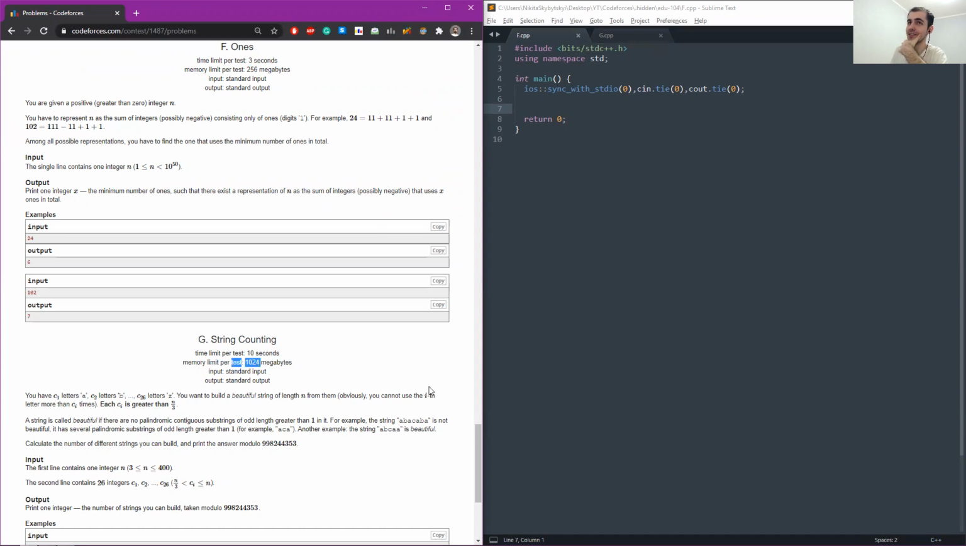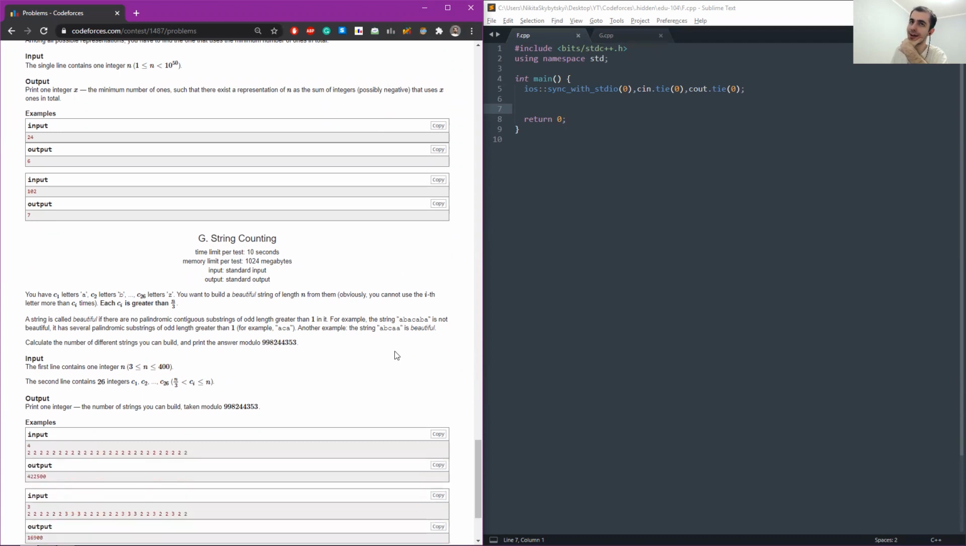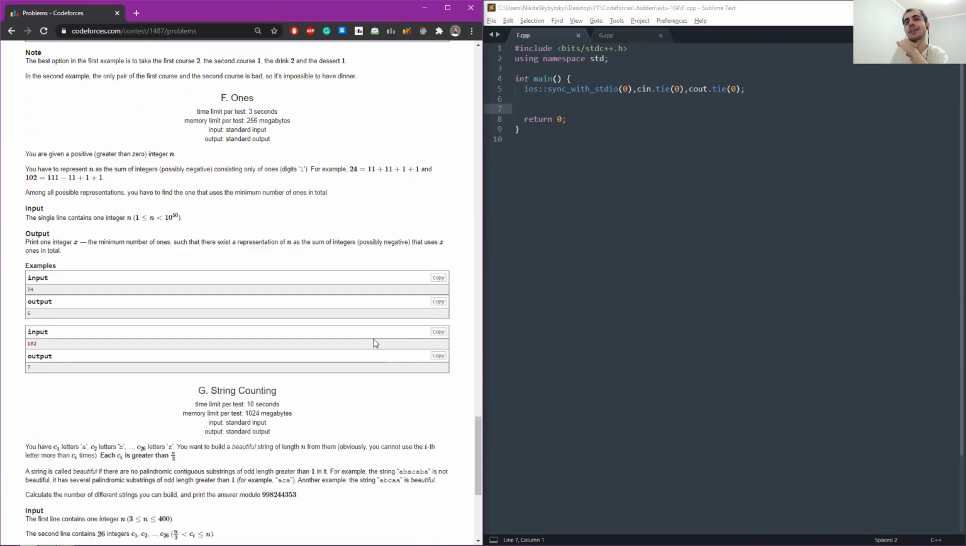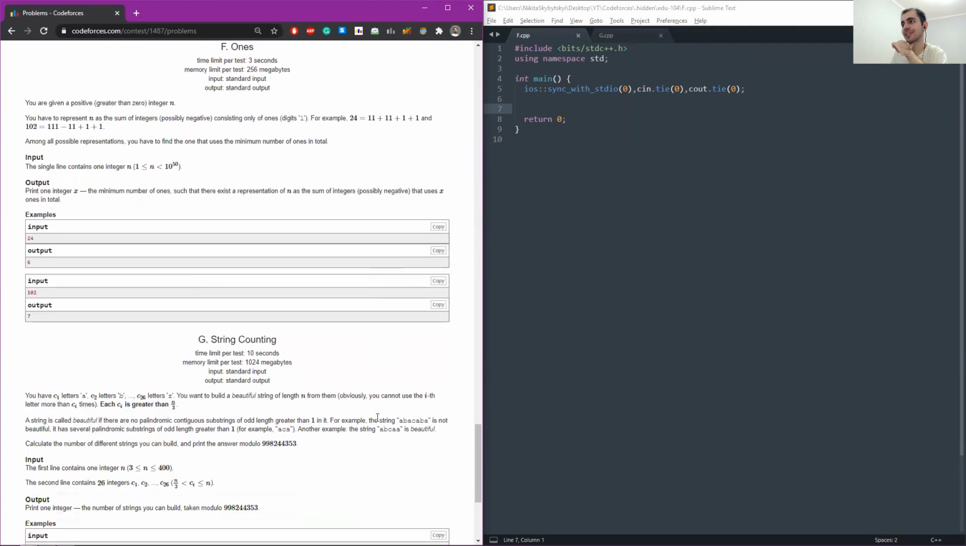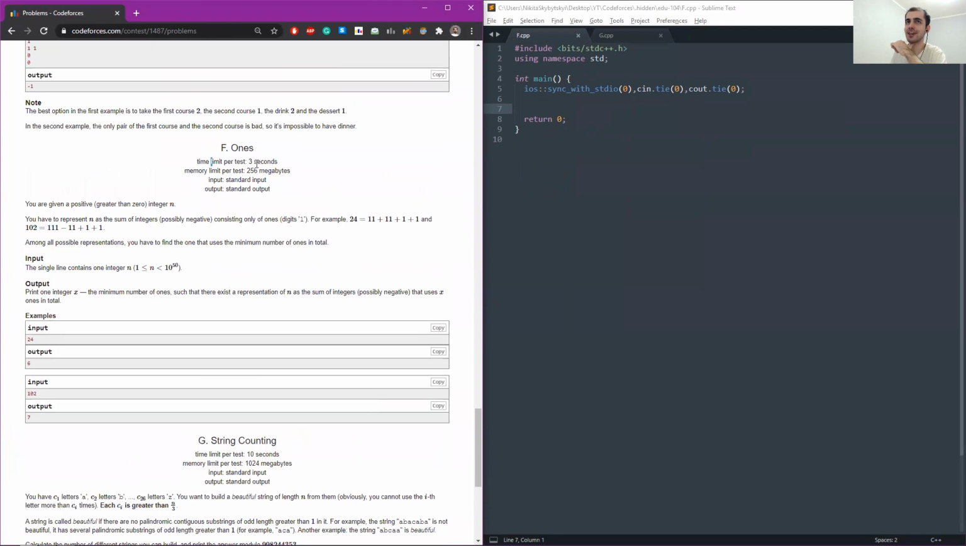It looks like some. No. No way. I mean, we can always use the AtCoder library, but let's try to solve F actually. So given a positive integer n, you want to represent n as the sum of integers containing only ones. Not even zeros, which is important, but only ones.